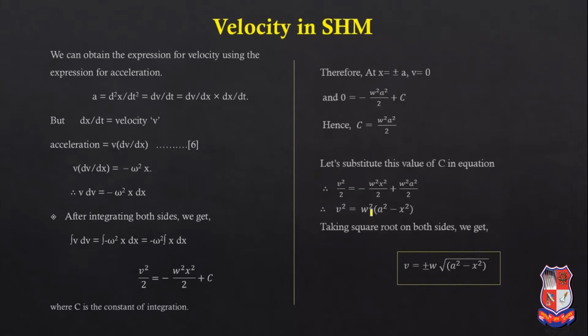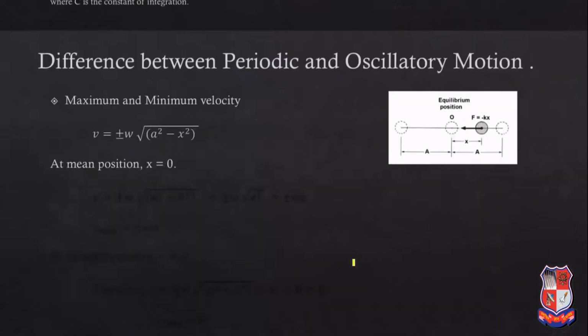Again, v square is equal to omega square in bracket a square minus x square. Now taking the square root on both sides, we get our velocity equation of simple harmonic motion, that is v is equal to plus or minus omega under root of a square minus x square.